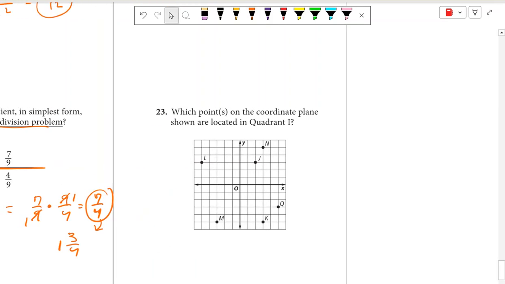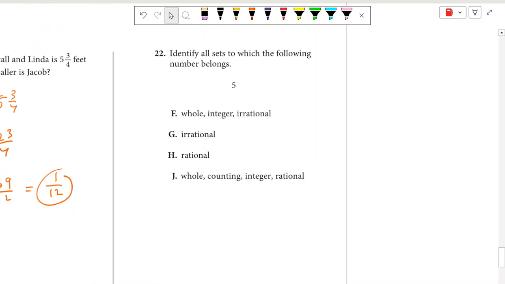Number 22. Identify all sets to which the following number belongs. 5. Is 5 a whole number? Yes. Is it an integer? Yes. Is it irrational? Absolutely not. So F is out. Is 5 irrational? No. Is 5 rational? Yes. Let's check this last one though. Is 5 a whole number? Yes. Is it a counting number? Yes. Is it an integer? Yes. Is it rational? So which of these choices has more identities of 5? It's J.